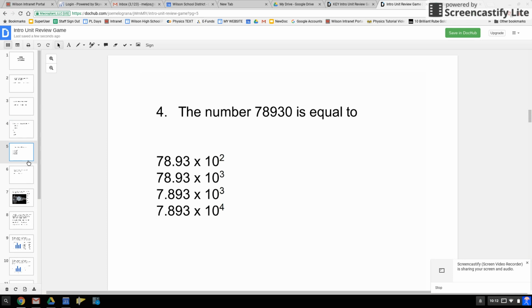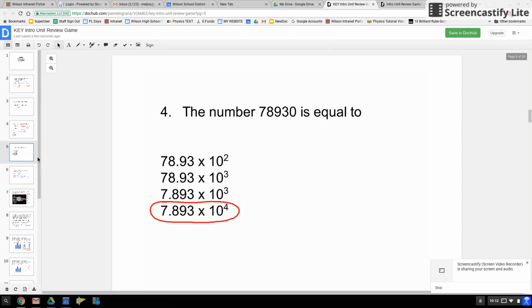Okay. What does the number 78,930 look like when in scientific notation? Okay, it'd be the last one here, 7.893 times 10 to the fourth. You would have to slide that decimal point 4 times to the left. And this number is a quite large number, so the exponent will be positive.